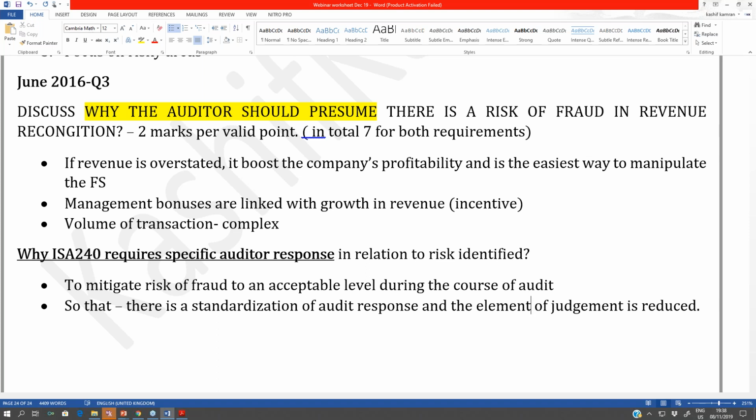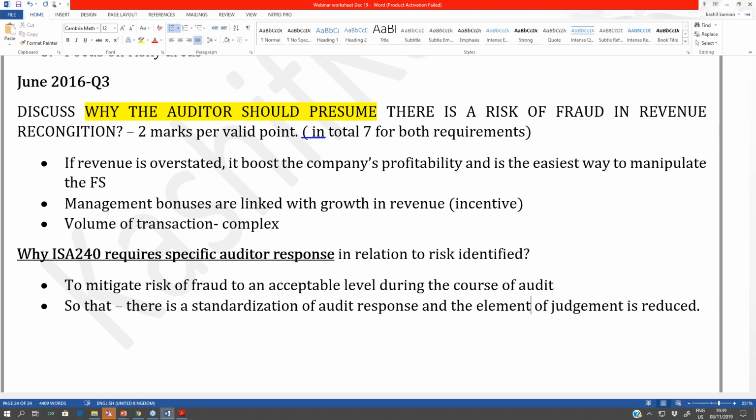And then the second part of the question was asking why ISA 240 requires specific responses in relation to the risk identified. So ISA 240 requires specific responses, first to mitigate the risk, and second, there is a need for standardization when it comes to fraud. So every audit firm follows the same set of responses. There is a standardization in how the audit firm responds to the risk of fraud, and thus the judgmental elements become eliminated or reduced.